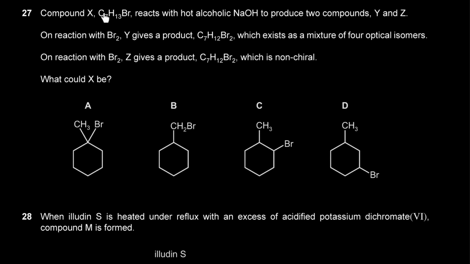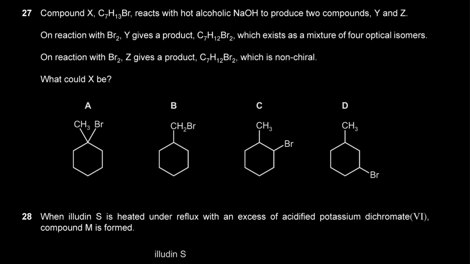Compound X, C7H13Br, reacts with hot alcoholic sodium hydroxide to produce two compounds Y and Z. On reaction with bromine, Y gives a product C7H12Br2, which exists as a mixture of 4 optical isomers. On reaction with bromine, Z gives a product C7H12Br2, which is non-chiral.